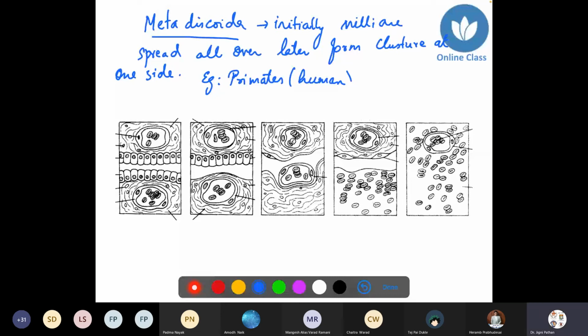So this is a metadiscoidal, which is seen in primates, human. Human example, very important. You should know what kind of placental barrier they show, what kind of placental barrier type, and also the distribution of chorionic villi. You should be aware of this. This can be an MCQ question for your medical exam.